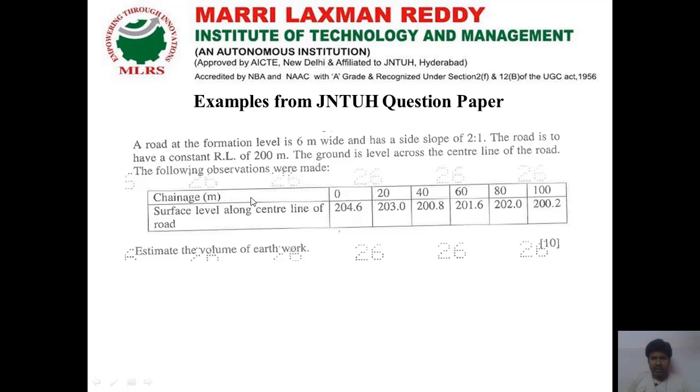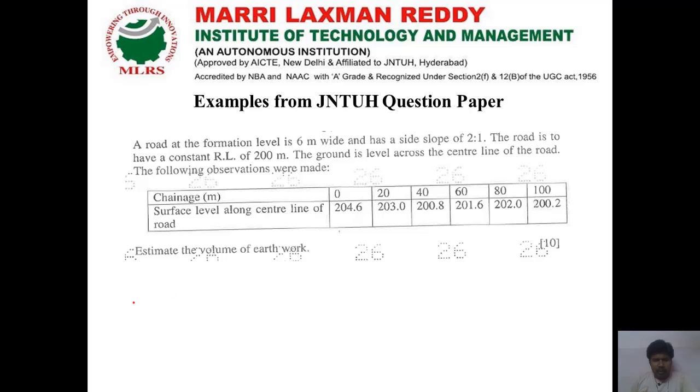The chainage is given as 0, 20, 40, 60, 80 and 100 meter, and the surface level, that is the RL along the central line of the road, was taken as 204.6 at 0 meter, 203 meter at 20 meter, 200.8 meter at 40 meter, 201.6 meter at 60 meter, 202 meter at 80 meter, and 200.2 meters at 100 meter. Estimate the volume of earthwork. These are the given data.